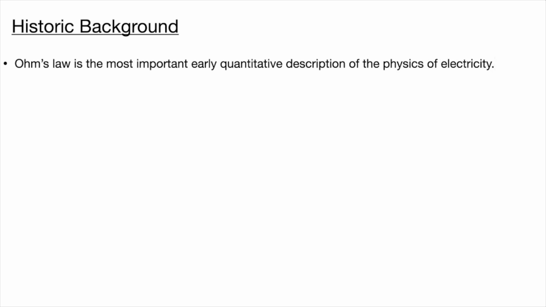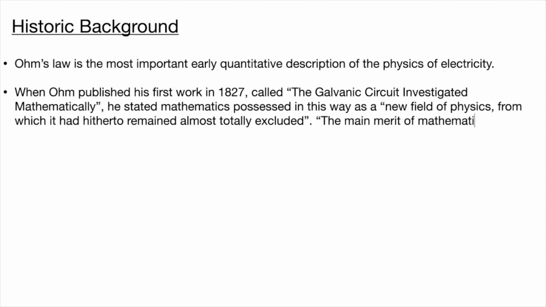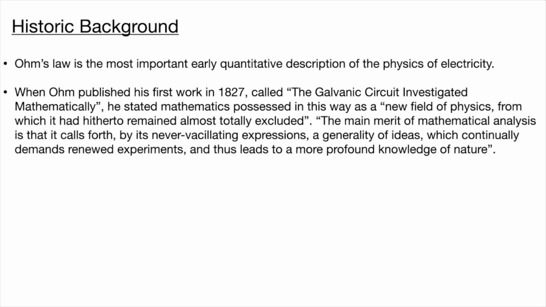Ohm's law is the most important early quantitative description of the physics of electricity. When Ohm published his first work in 1827, called The Galvanic Circuit Investigated Mathematically, he stated mathematics possessed in this way a new field of physics from which it had hitherto remained almost totally excluded. The main merit of mathematical analysis is that it calls forth, by its never vacuating expressions, a generality of ideas, which continually demands renewed experiments, and thus leads to a more profound knowledge of nature.